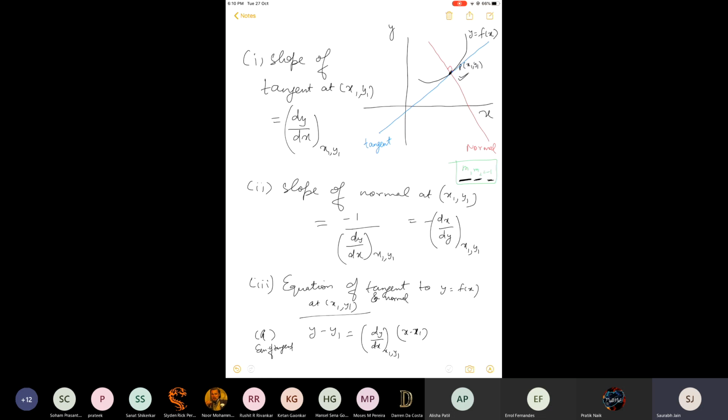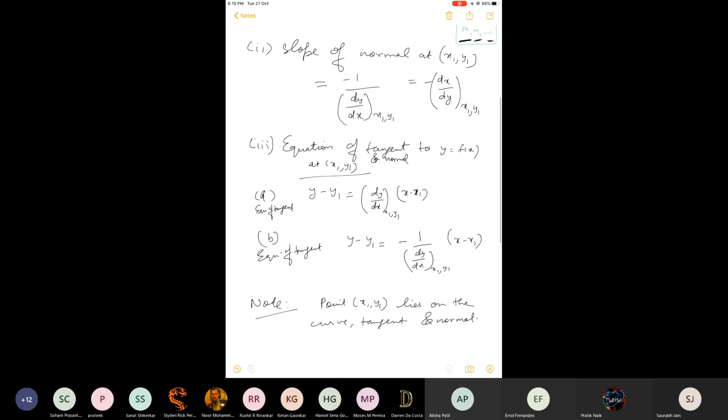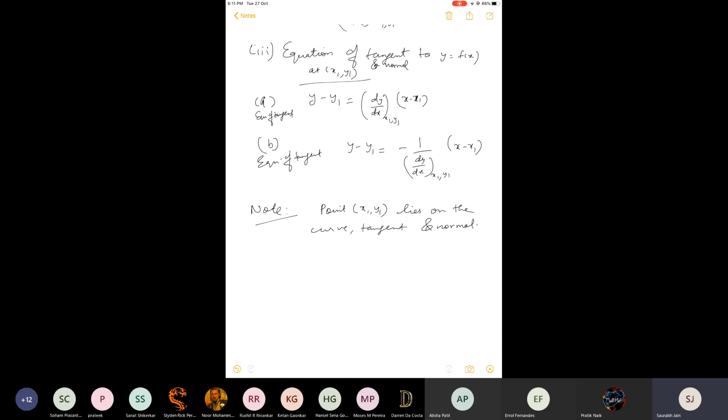Now based on this we'll solve some questions, but before that there are some more points to be discussed. We can continue here only. So there are some points to be remembered. Suppose the tangent at x1, y1 is parallel to x-axis. So what can you say about dy by dx?